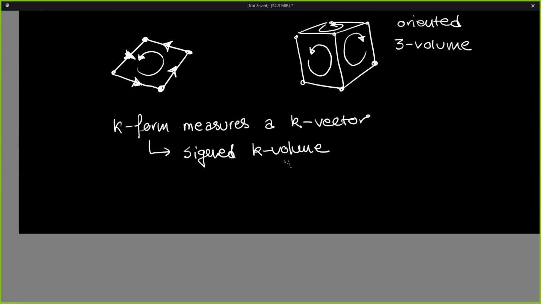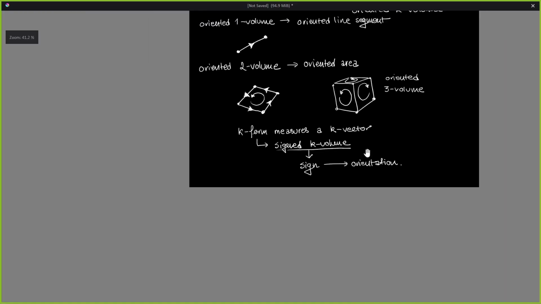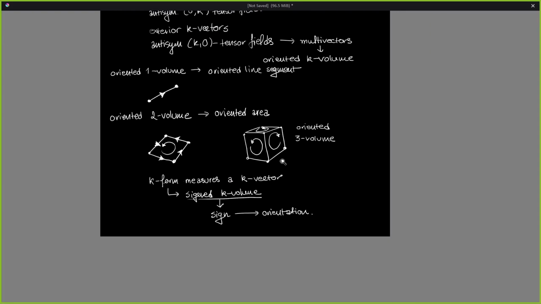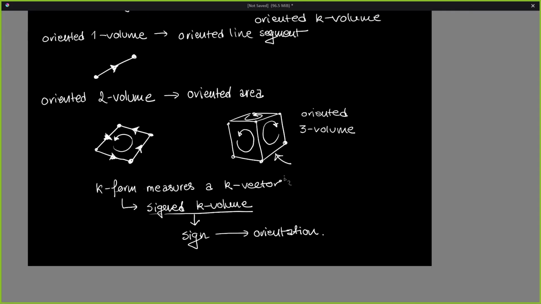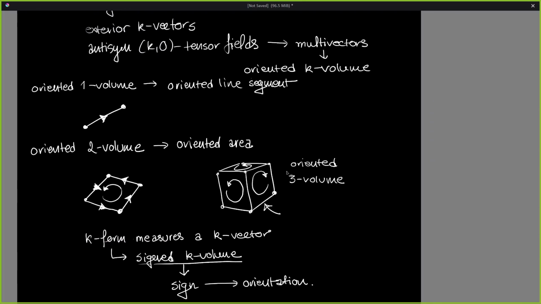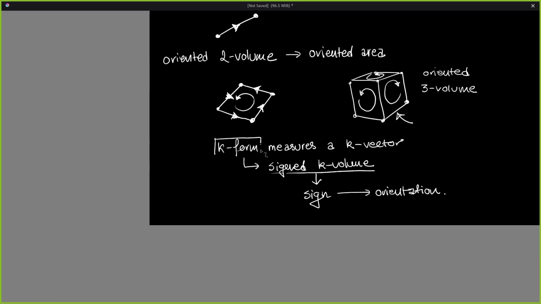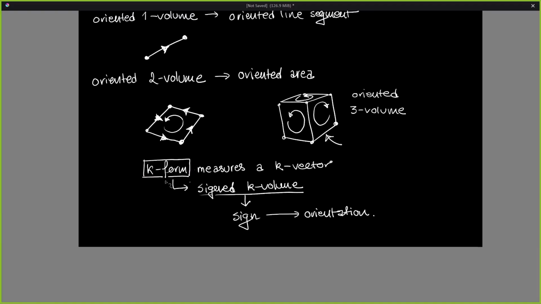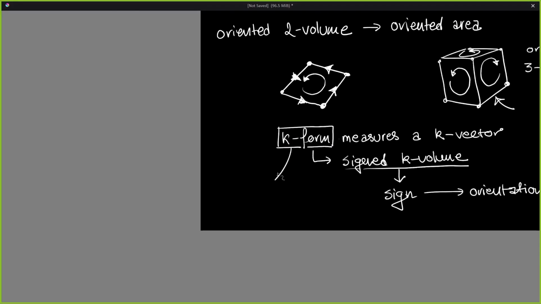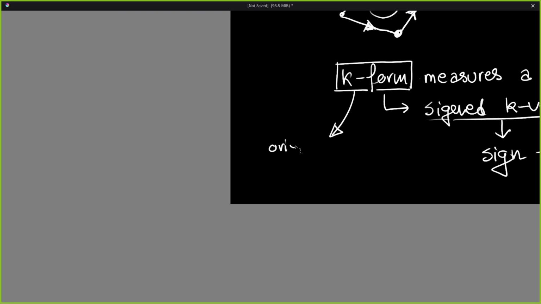So we don't really care about the magnitude of this signed k volume. We care about the sign of the k volume. The sign is what gives us the orientation. So this is how we detect the orientation. We don't define this k vector. We could do it that way, that these are both dual descriptions. What we're going to do is define the k form that measures the k vector, and that's going to tell us the orientation. This is called the orientation form.